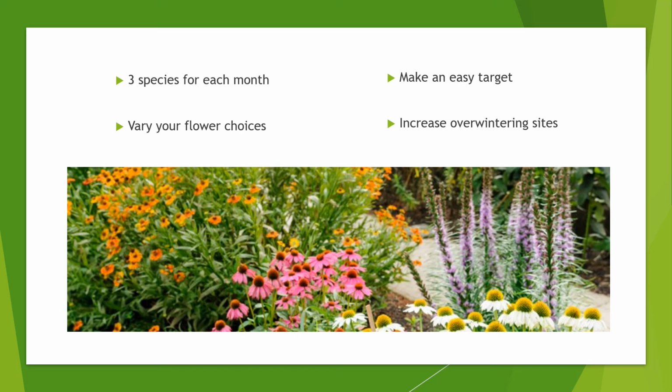And just as important as the species you pick is how you plant them. So try to grow at least 3 species whose peak blooming occurs between May and August, so those summer months.